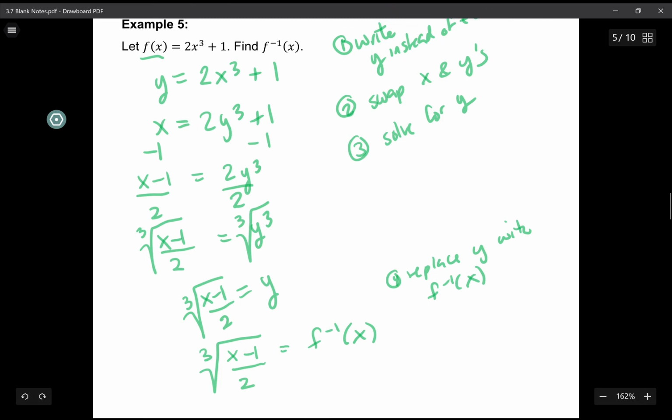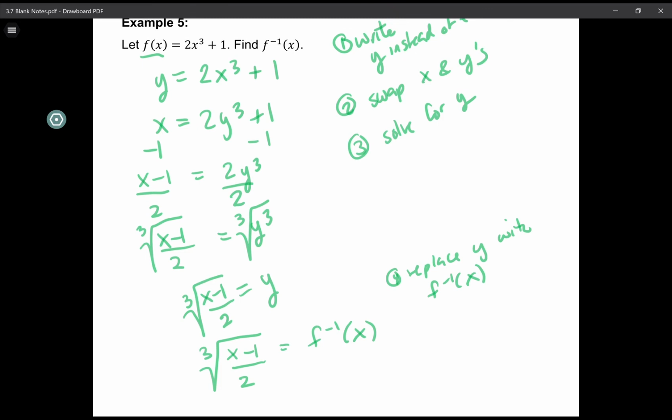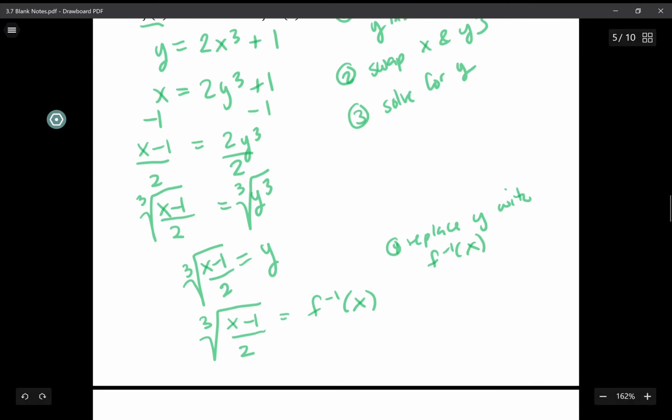So let's recap that first. I wrote y equals instead of f of x equals. Then I switched the x's and y's and solved for y, and then I replaced the y with f inverse to stick with function notation.